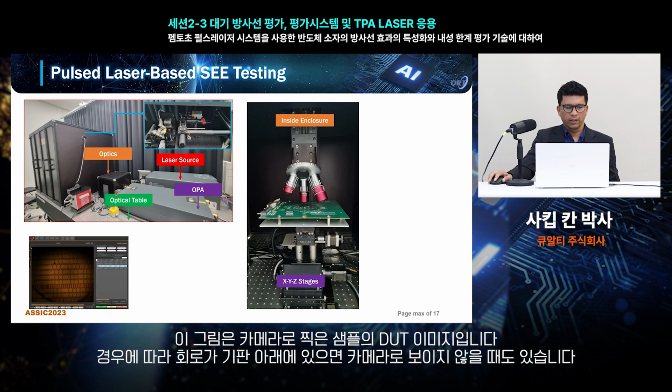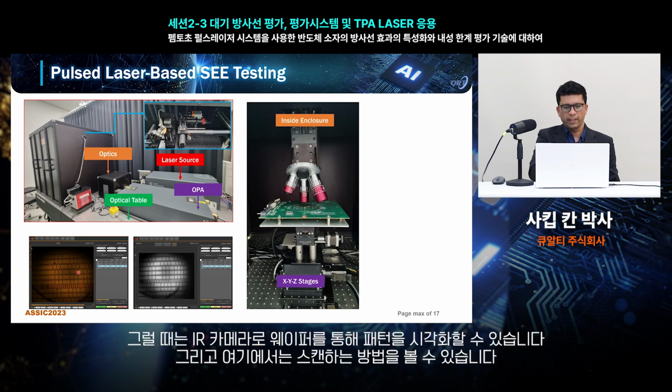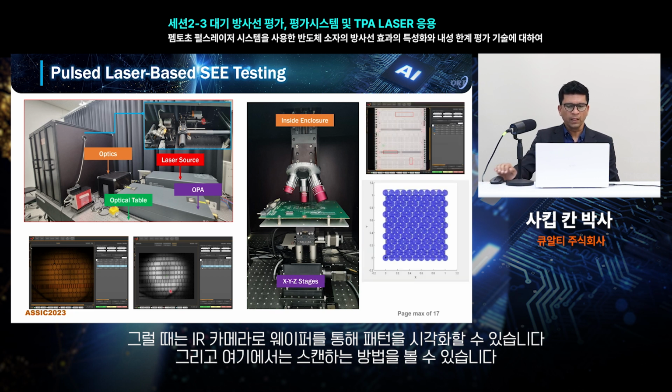This figure shows the image of the DUT sample using the visual camera. In some cases, if the circuit is beneath the substrate, it cannot be viewed using the visual camera. So the IR camera can be used to visualize the pattern through the wafer. And here is how the scanning can be performed.